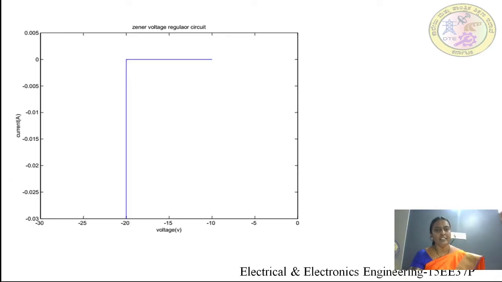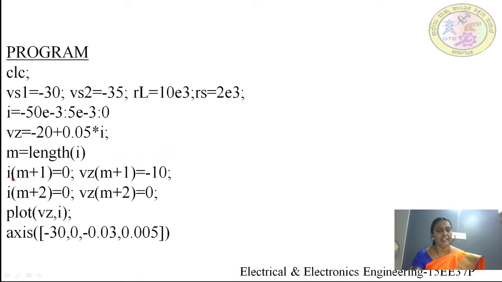You can observe that in the graph. When I is equal to 0, Vz is equal to minus 10. This is the point that we are getting, when I is equal to M plus 1 is equal to 0 and Vz of M plus 1 is equal to minus 10. This is the point that we are getting here.